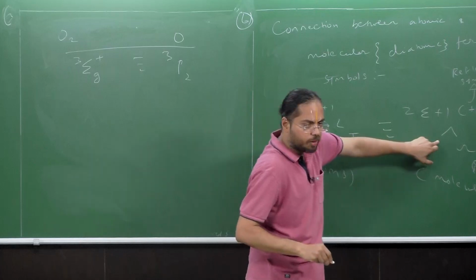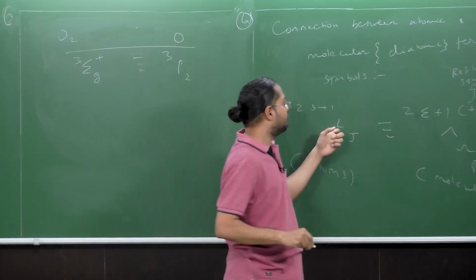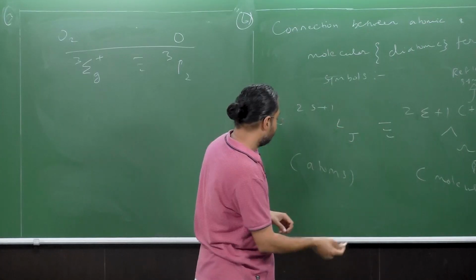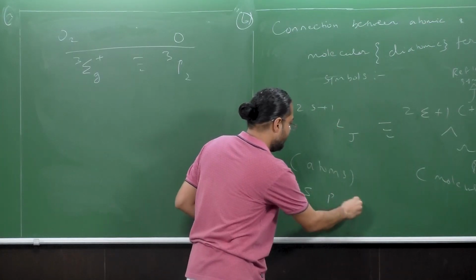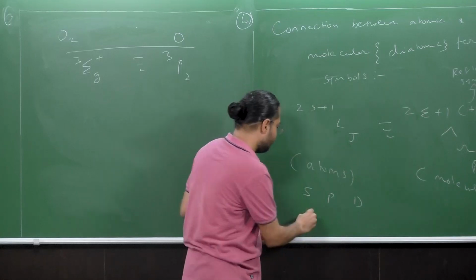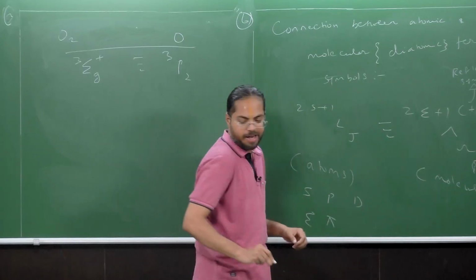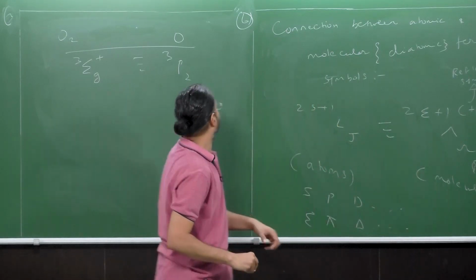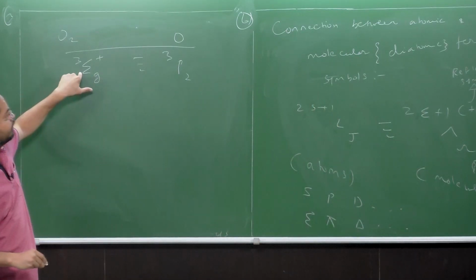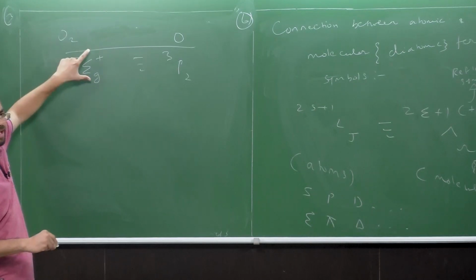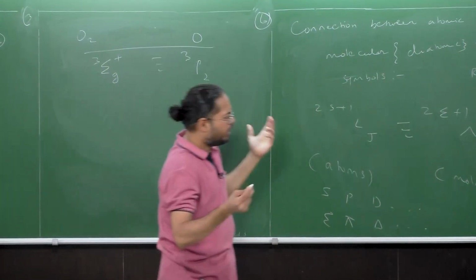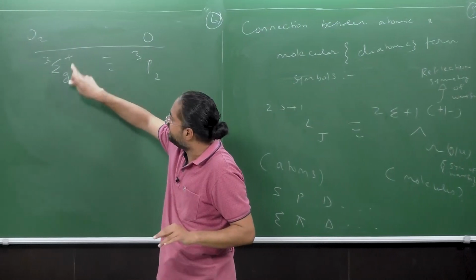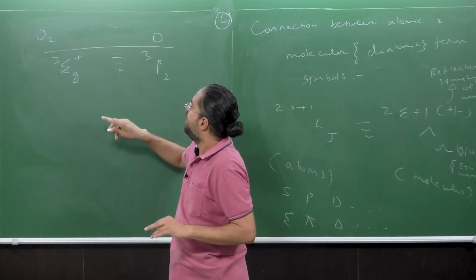So this lambda, just like this L, can have various values. Like S, P, D, they are going to be represented by sigma, pi, delta, etc. So the lambda value is going to be sigma. So this is going to be the ground state, and by some fundamentals of molecular orbital theory, you can also see why this and this come up.